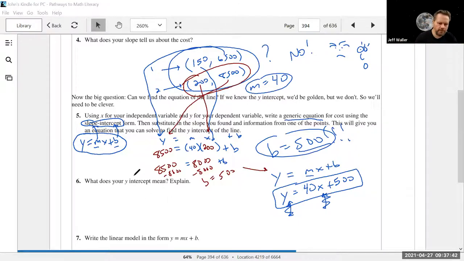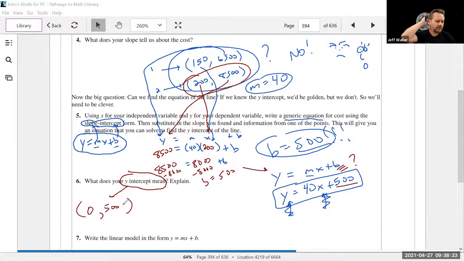All right, so what does the y-intercept mean? What is the y-intercept? We haven't even written it down yet. 500. No. Well, first, tell me what the y-intercept is. Let's do that first, and then we'll answer number six. Zero and 500. There it is.